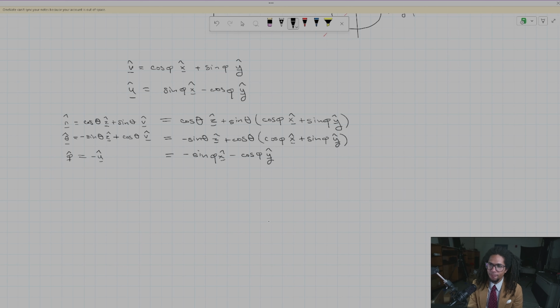Great. Okay, so now we have our complete decomposition of the unit vectors and their definitions. Make sure that you understand these before we go forward.